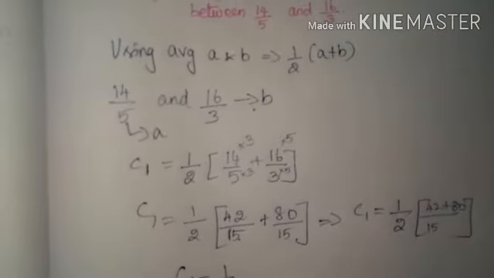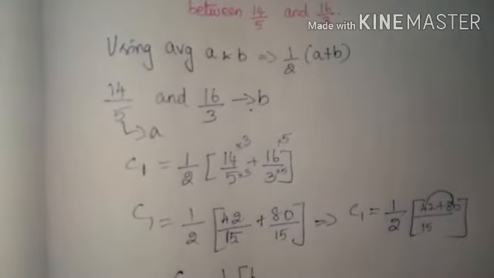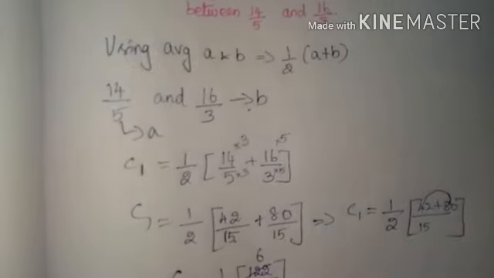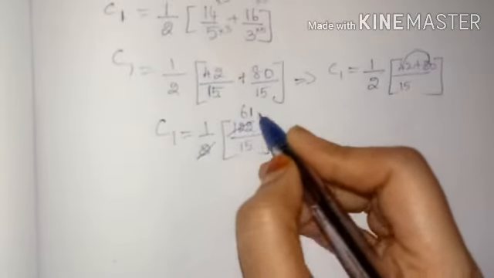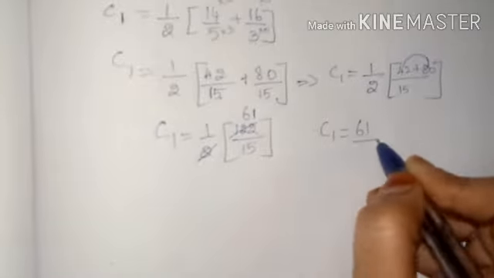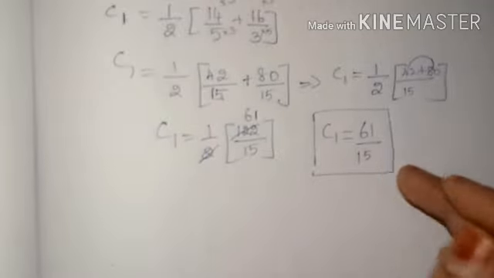Next, C1 is equal to 1 by 2. Add 80 plus 42, 122 divided by 15. We can cancel this and this. 6 2s are 12, 1 2s are 2. So 61 by 15. C1 is equal to 61 by 15. The first rational number is 61 by 15.